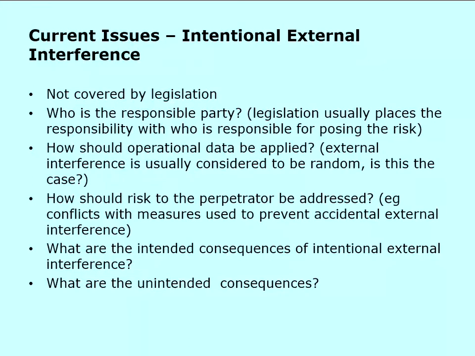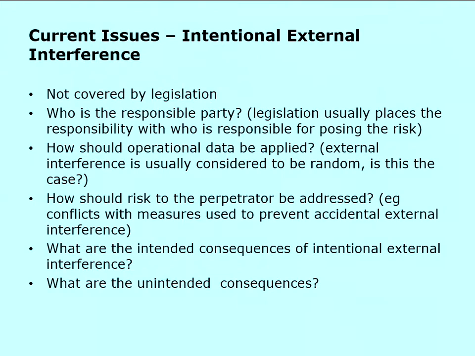How do you address the risk to the perpetrator? Because if somebody's deliberately tapping into a pipeline, an accident could occur and they may get severely hurt or killed in that event. So how do you deal with that risk? Does that mean you've got to make all pipelines capable of resisting intentional interference?